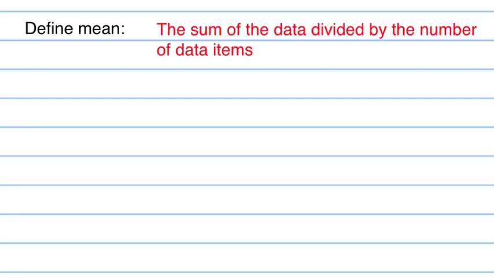First thing we need to do is fill in our definition of the word mean for pre-algebra terms, and I will type that in and we can fill that in the blank on your notes. Okay, the definition of the word mean is the sum of the data divided by the number of data items. So you're going to add up all the data and then divide it by how many that you have.